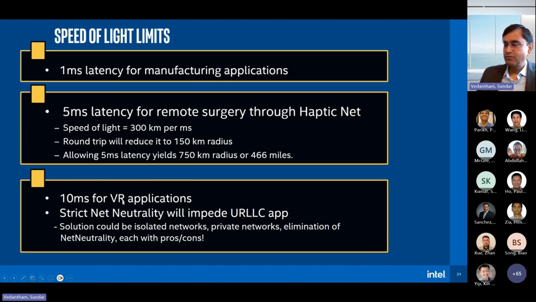And 10 milliseconds for VR applications, virtual reality application. If it goes beyond that, you're going to feel like you are seasick. Your vision is not in sync with you, and it's not a good experience for people, right?